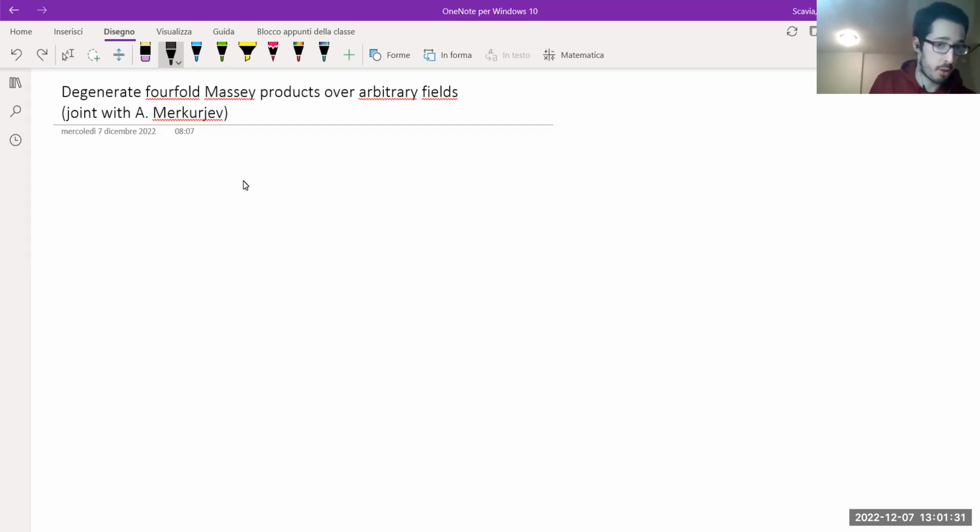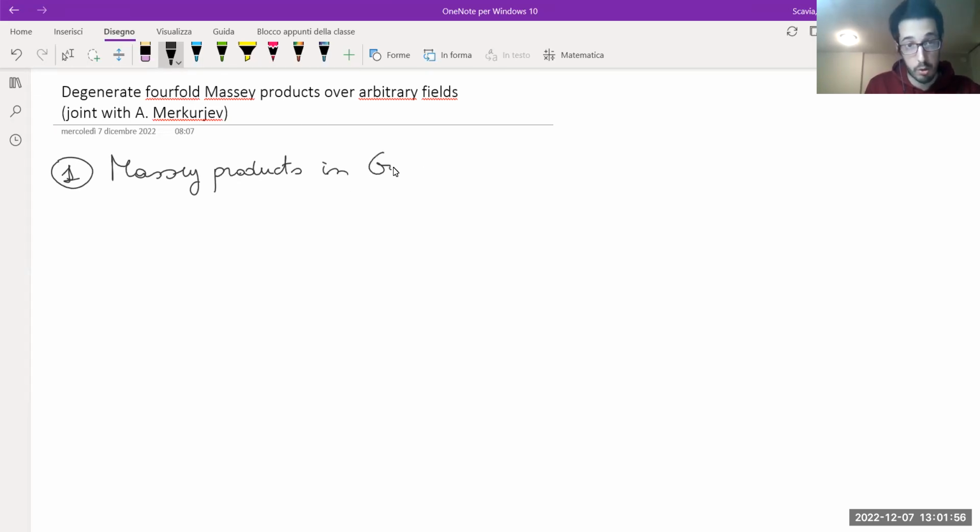So the title is Degenerate Massey products over an arbitrary field, and it's joint work with Alexander Merkurjev. First of all, let me start by giving some preliminary definitions, some preliminary notions. Massey products in Galois cohomology, or group cohomology. Let's just say Galois cohomology.